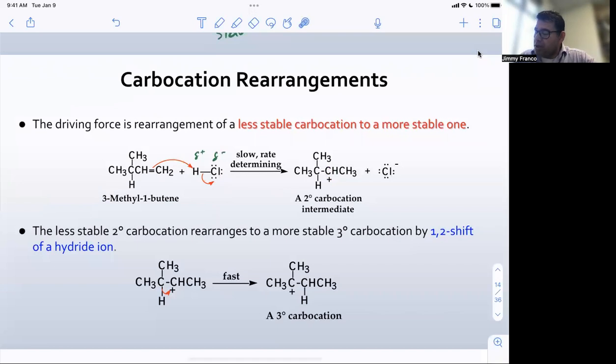We want to look at where that carbocation is. Right? So it was on the more substituted. Right? So it's still better than being on the outside. It's going to be on the inside. And so it's a secondary carbocation.